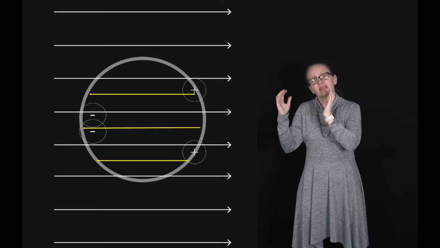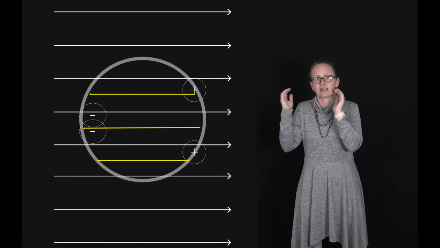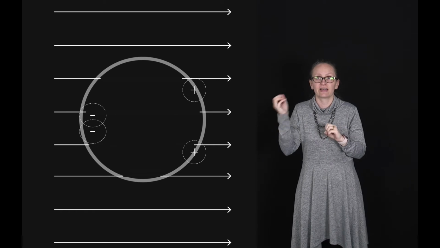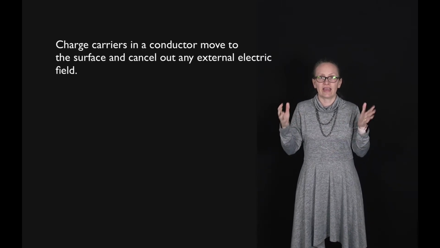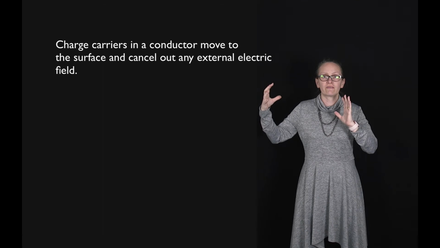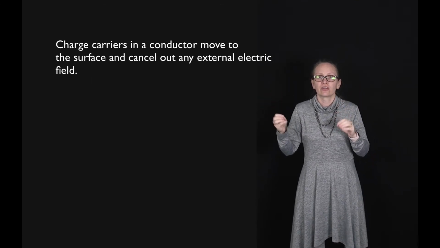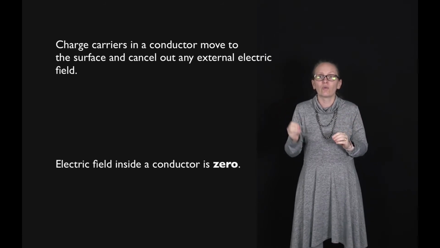So these charges inside the sphere are going to keep moving until that electric field is completely cancelled out, at which point the charge carriers inside the sphere no longer feel a force. So the important point is that charge carriers in a conductor move to the surface and cancel out any external electric fields. So the electric field inside a conductor is always zero.